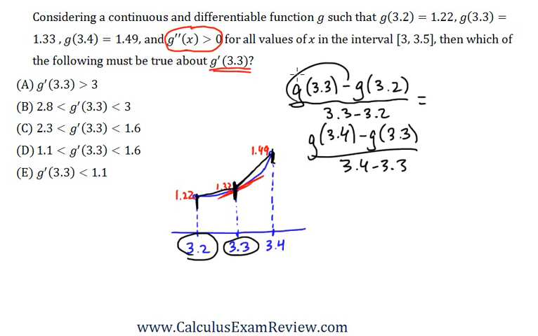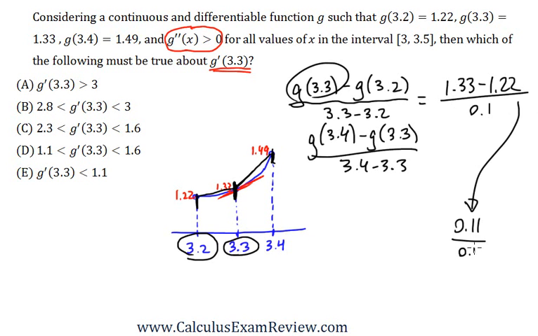So over here, g of 3.3 is 1.33. g of 3.2 is 1.22. Divided by 3.3 minus 3.2, which is 0.1. So we're going to get 0.11 divided by 0.1, which is just 1.1. Great. So that is the average rate of change here. So let me just pick a different color. About this green here. So the average rate of change here is 1.1.